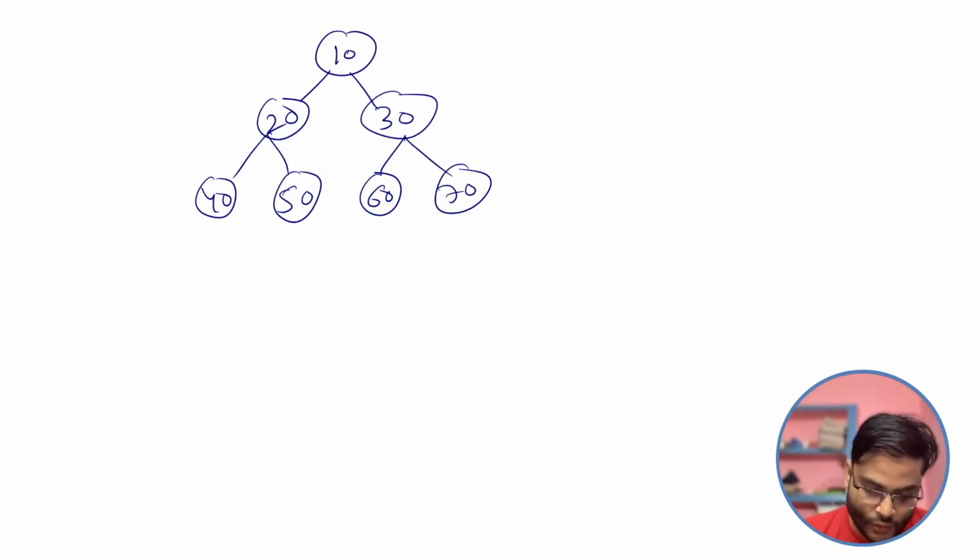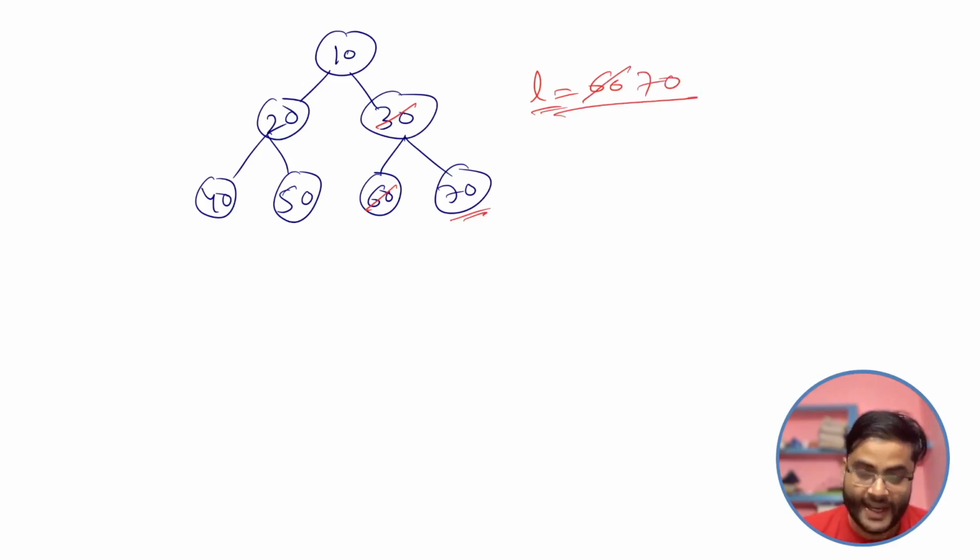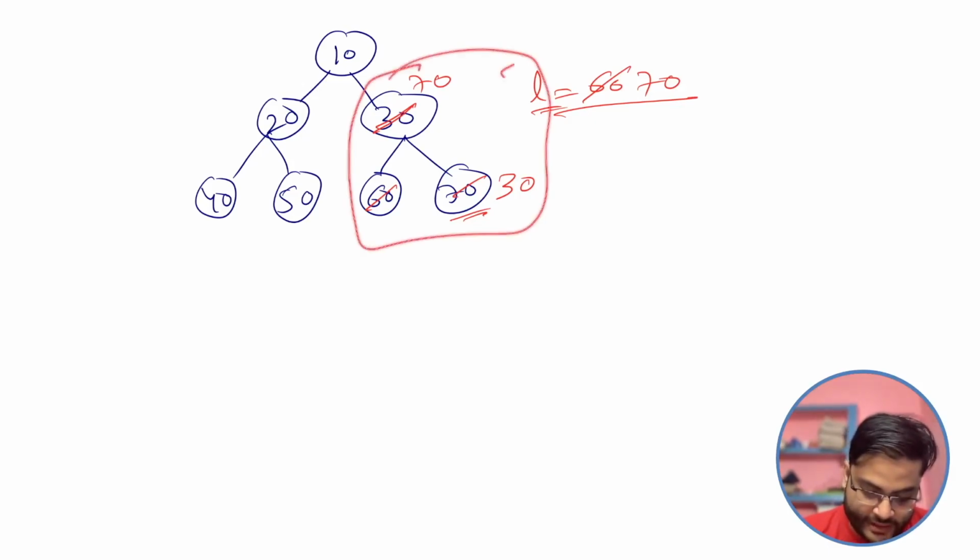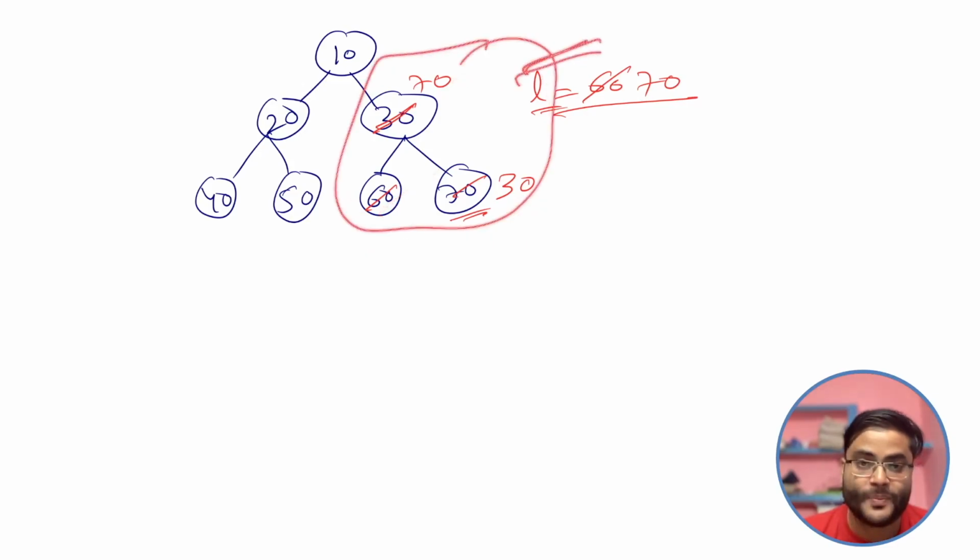So I will compare 30 with 60. The largest is 60. Now I will compare largest with the right child. So 60 and 70, which is largest? 70 is largest. So I will swap 30 with 70. This will be 70, this will be 30. Now this part is sorted: 70, 60, 30. This is following the properties of Max Heap.